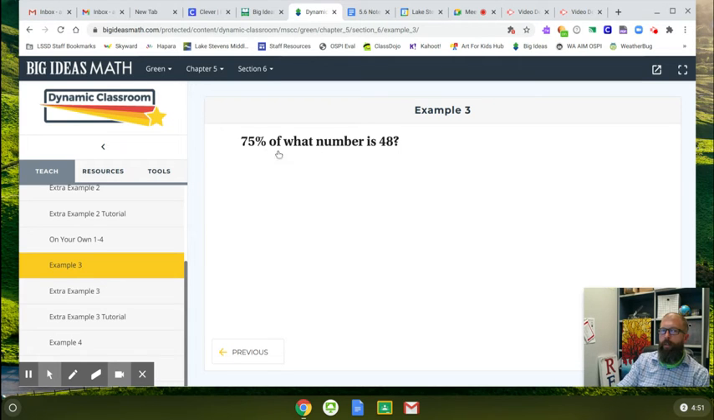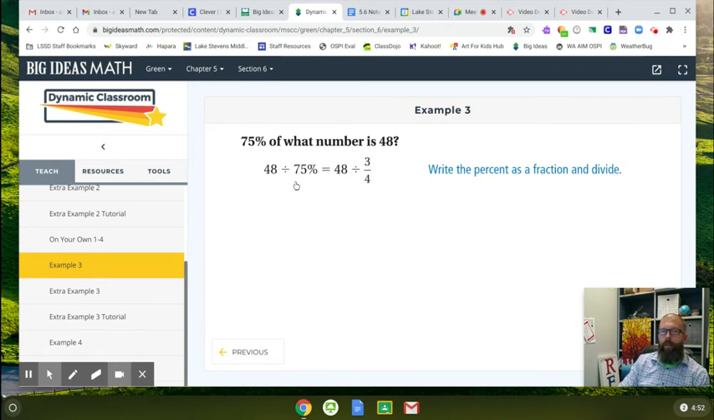This says 75% of what number is 48. So it's not asking us what 75% of 48 is. It's telling us that 48 is 75% of a bigger number. Okay, so this is where we have to be careful on what they're asking and then what the process would be. So you want to make sure you have your notes open when you do your assignment.